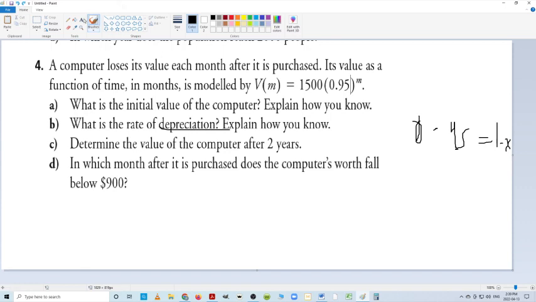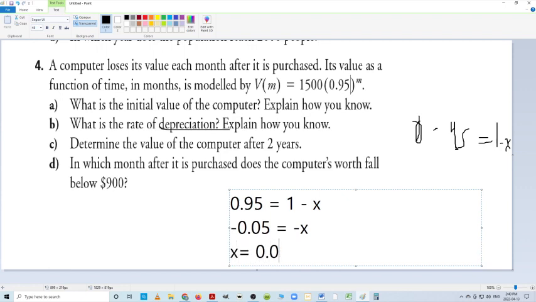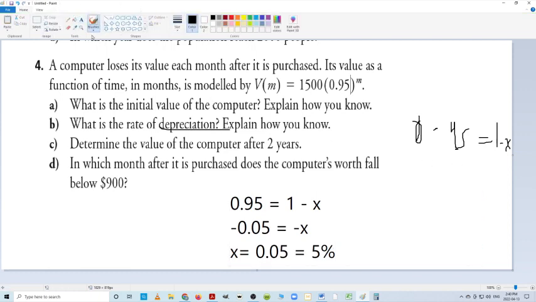Determine the value. So if you want to do that algebraically, you do, okay, 0.95 is my result. It's equal to 1 minus a value. If I subtract 1 on both sides, I get negative 0.05 is equal to negative x. When I divide by negative 1, I get x is 0.5, which is 5%, which means my depreciation is 5%. It's going down by 5%. But that's very obvious when you realize that this is 95%.